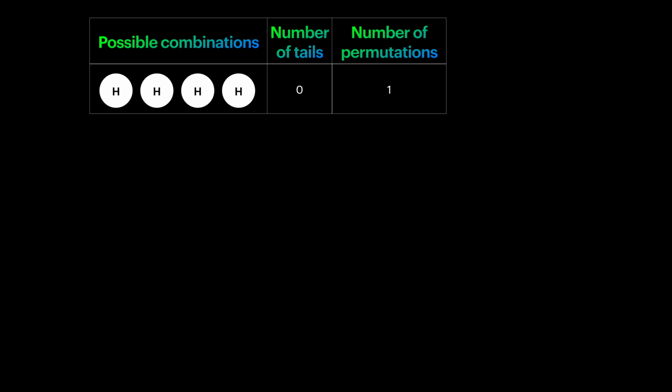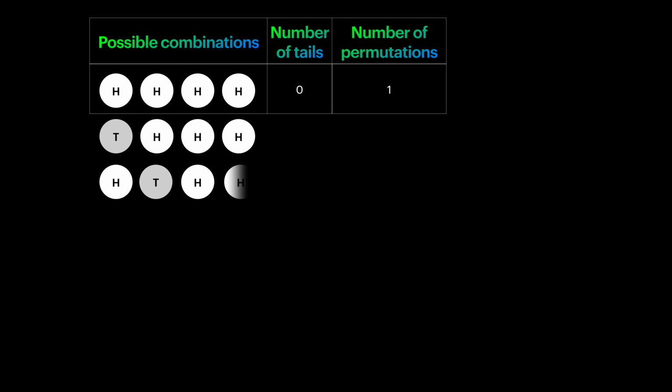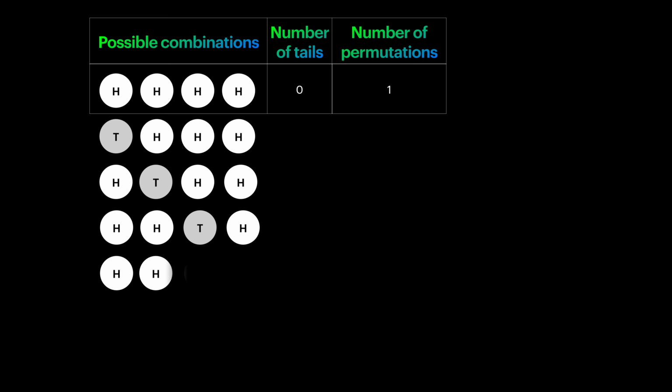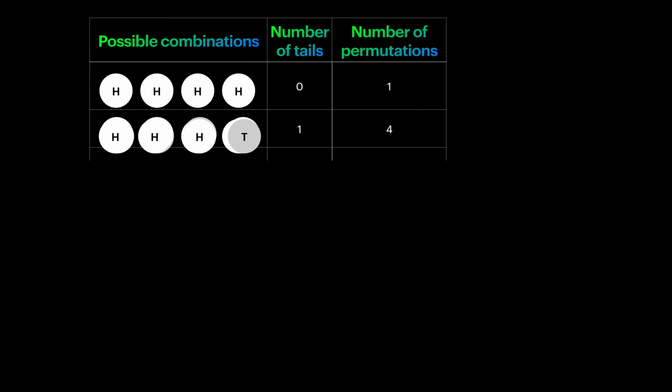Now, how many ways can you get 1 tail? You can throw it on your first throw, your second throw, your third throw, or your fourth throw. There's actually 4 different orders you could throw and still get 1 tail. So we say that for 1 tail there's 4 permutations, or ways of doing it. The combination is 1 tail. The permutations is how many ways you could get there, or how many ways you could arrange that.